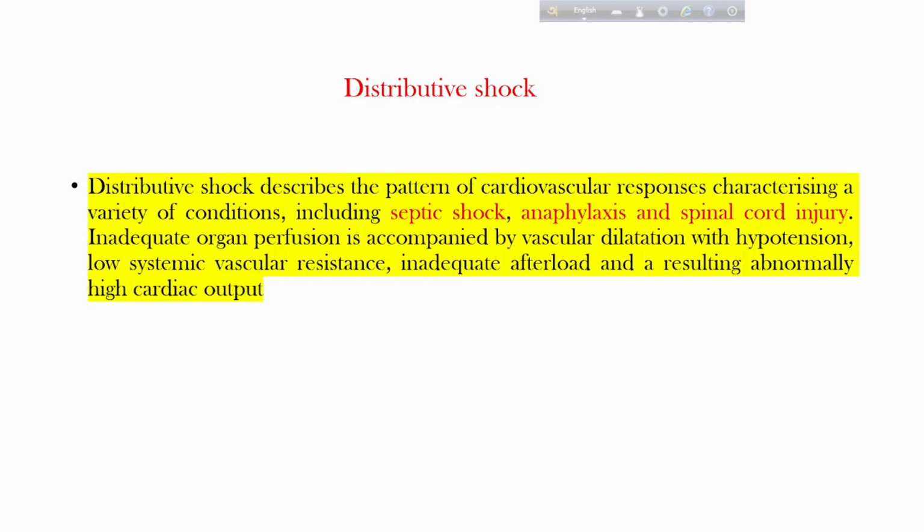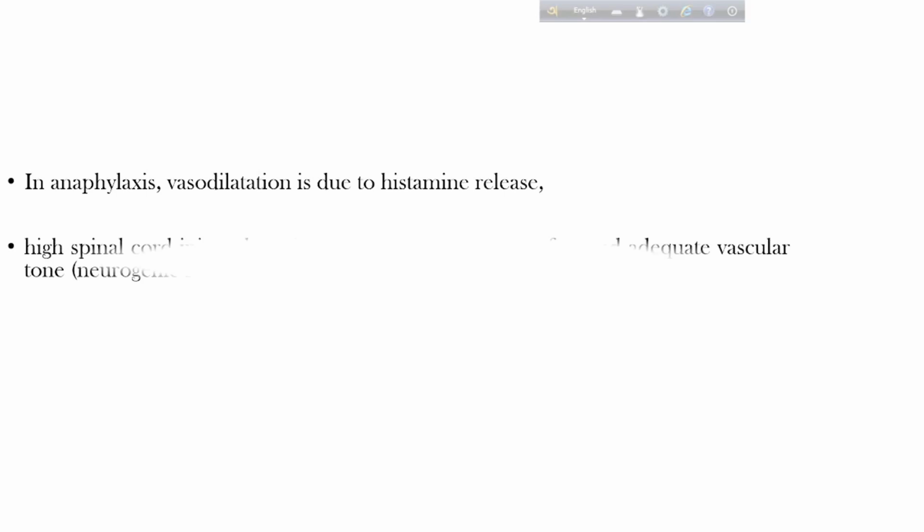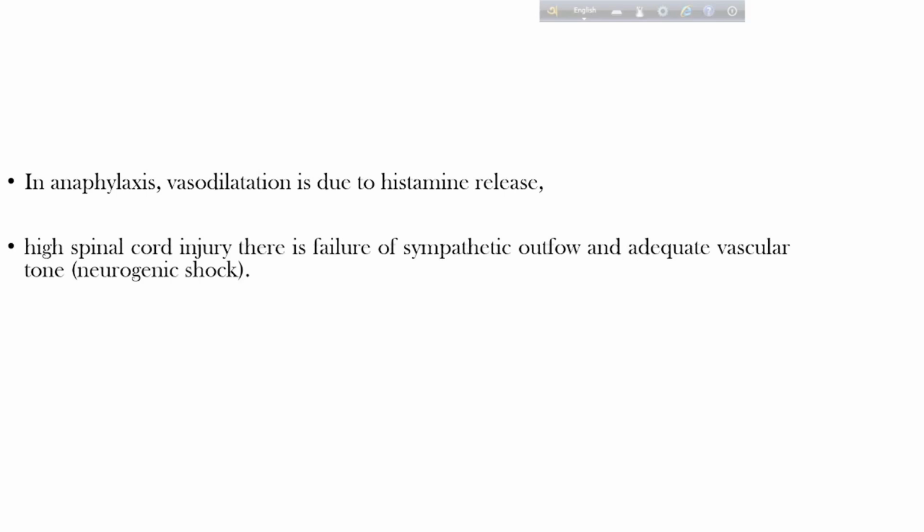So, in anaphylaxis, vasodilation occurs due to histamine release. In spinal cord injury, there is failure of sympathetic outflow and inadequate vascular tone. We know the sympathetic supply of vessels maintains a sustained contracted state, and if the supply is cut off, then vasodilation occurs and vascular tone is abolished.